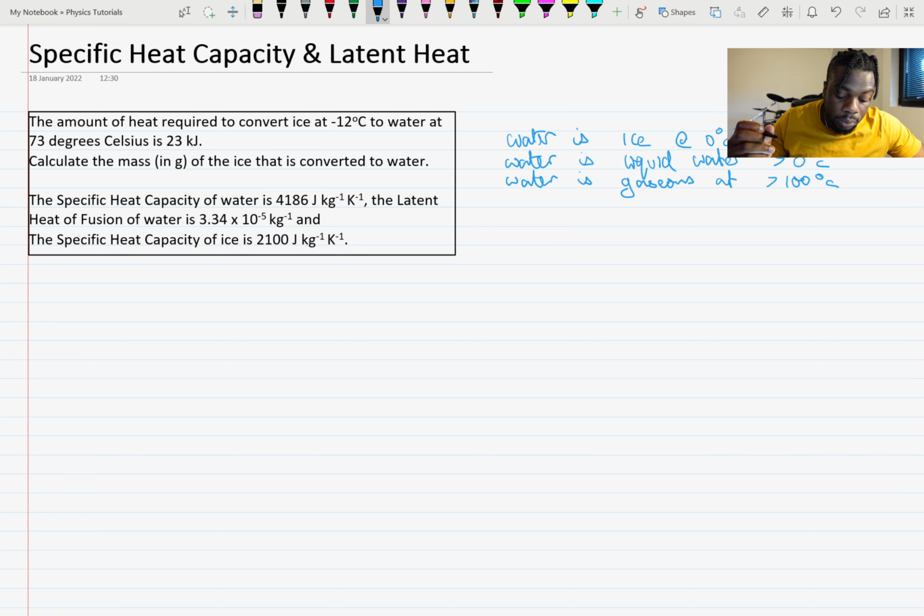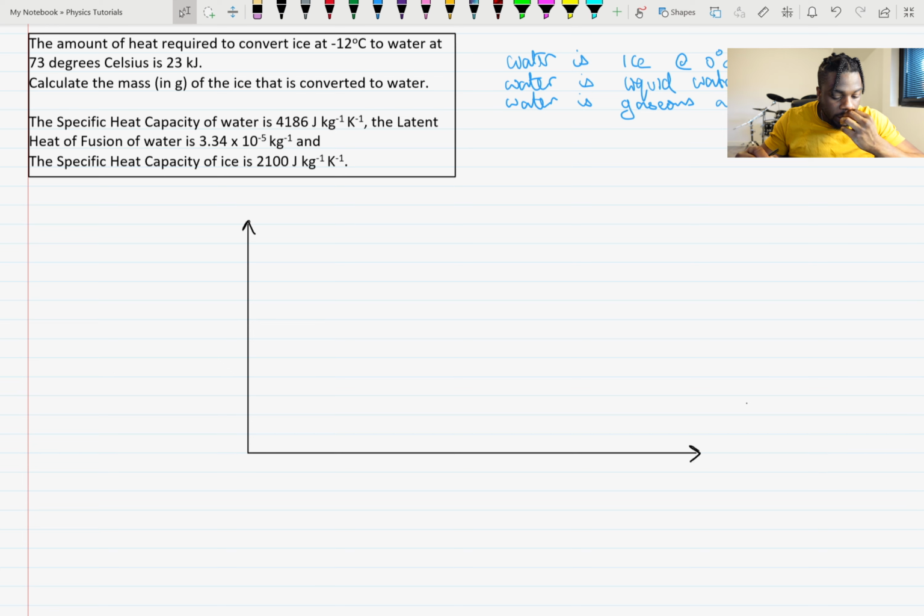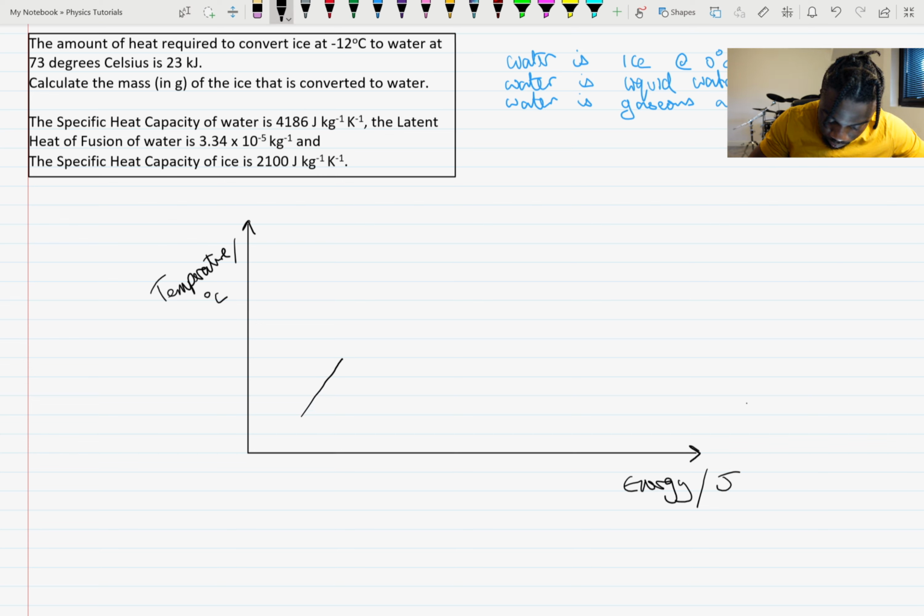So the second thing I'm going to do is draw approximately what will be happening. So I have my y-axis and my x-axis, and I'm going to label them energy and temperature. Now I'm going to draw a bunch of straight lines. So I've got a straight line there, got a straight line there, got a straight line there, got a straight line there, got a straight line there.